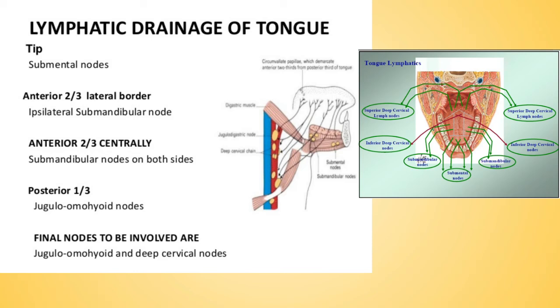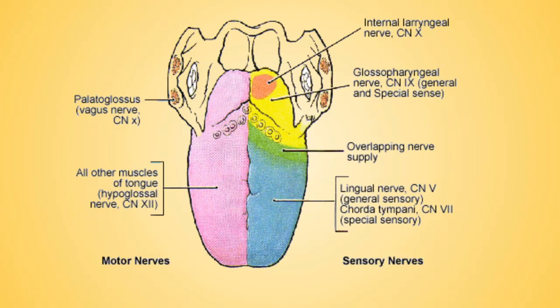The posterior most part and the posterior one-third of the tongue drain bilaterally into the upper deep cervical lymph node, including the jugulogastric node over here. Now lastly, the whole lymph finally drains to the jugulo-omohyoid node, and these are known as the lymph nodes of the tongue.